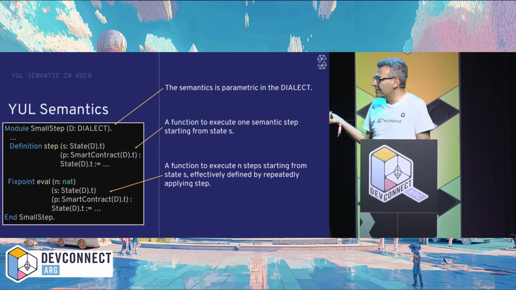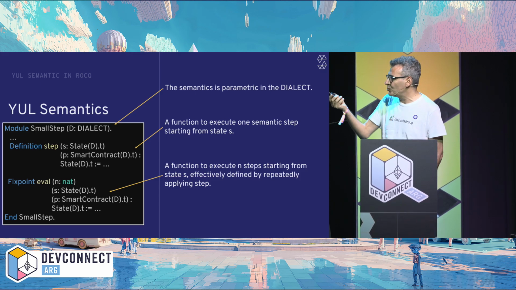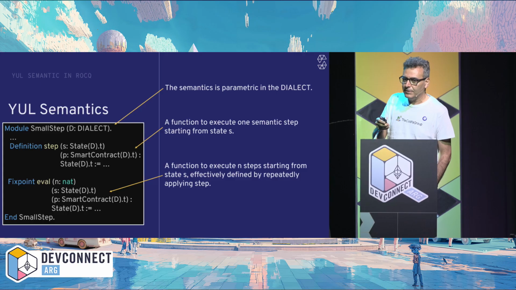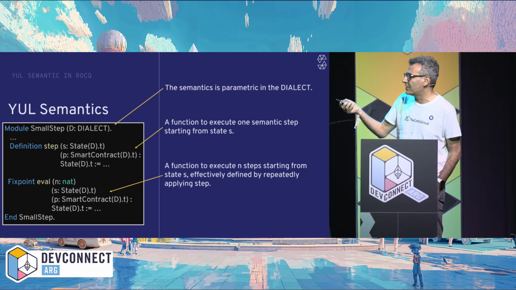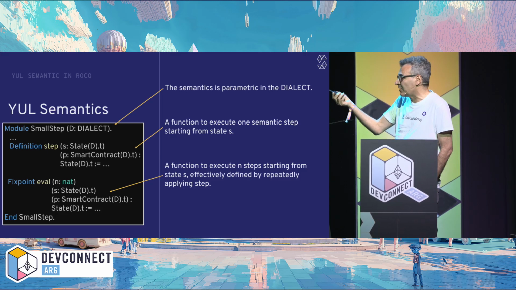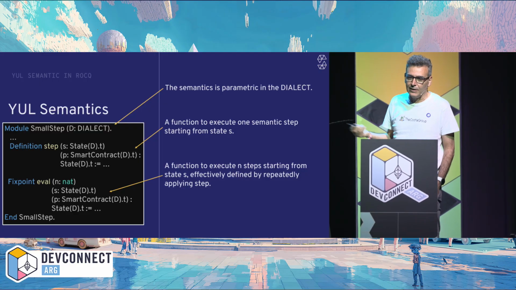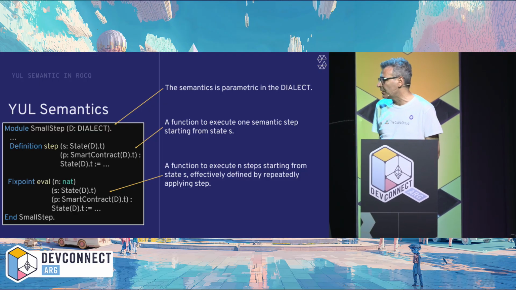Then the semantics scheme is defined as two functions. The first one is step, which describes how from one state I move to the next state. And eval is just a loop calling step n times. So those can be defined as executable functions, like what we have, or they can also be defined as relations. They don't have to be really executable.